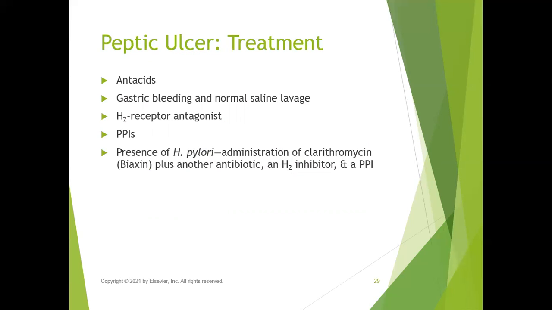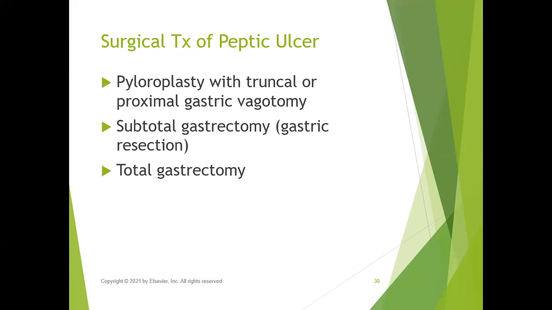Treatment of peptic ulcers includes antacids and making sure that we're treating the gastric bleeding and maybe doing a lavage with normal saline. Treating with H2 receptor antagonists, PPIs, and determining the presence of H. pylori. And if H. pylori is the culprit and the cause of the peptic ulcer, administering clarithromycin or Biaxin, plus another antibiotic, an H2 inhibitor, and a PPI.